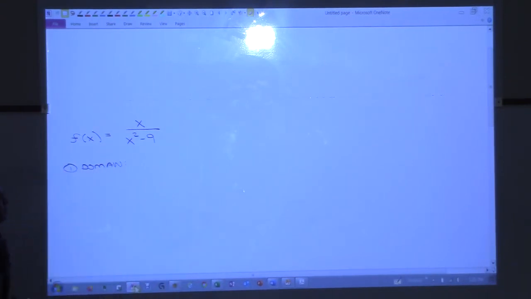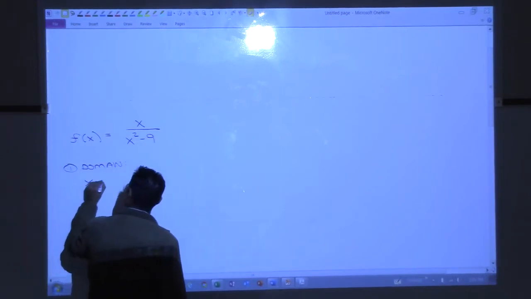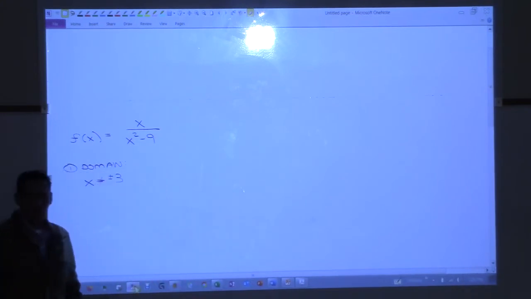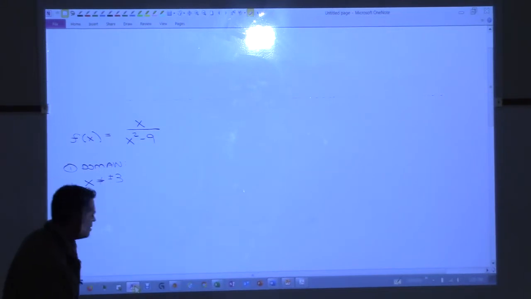x can't be 3 or negative 3, right? Because we have division by 0. So I'm just going to say x cannot be equal to plus or minus 3. So when we draw a graph at an x value of 3 and negative 3, we have no graph, right? No graph. All right, what was the next thing on our list?